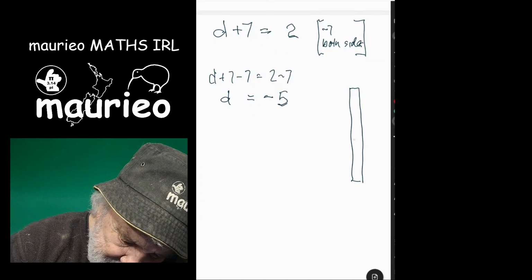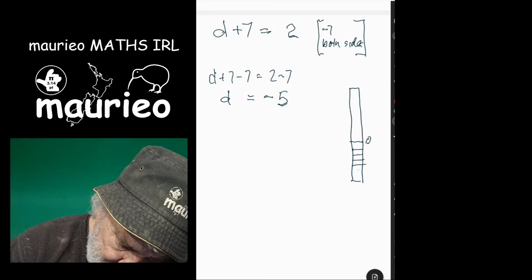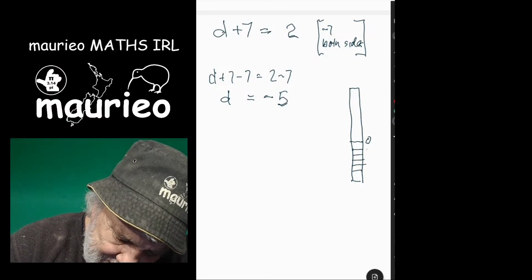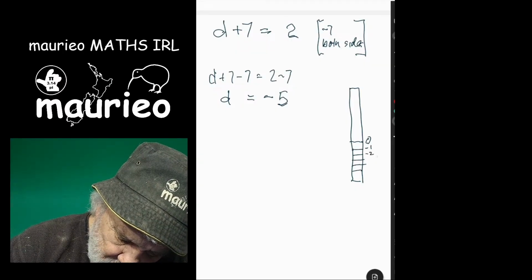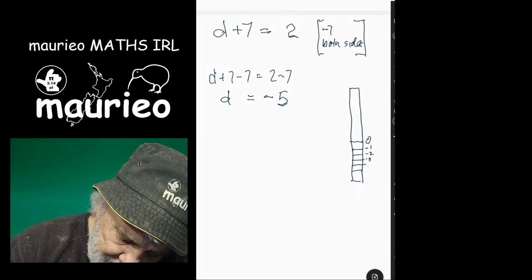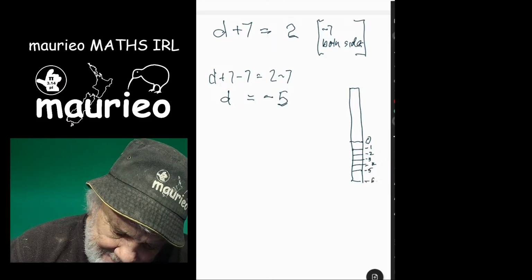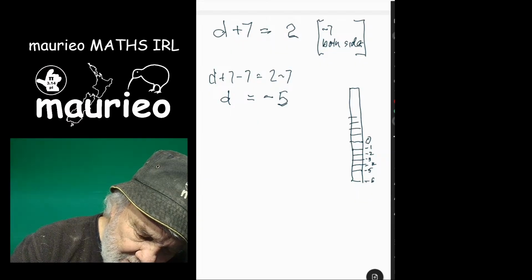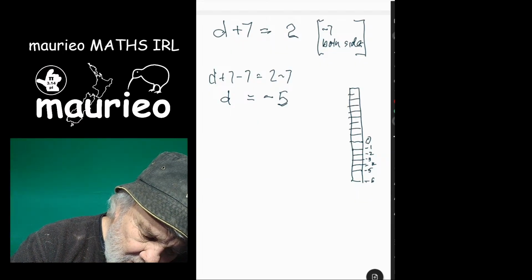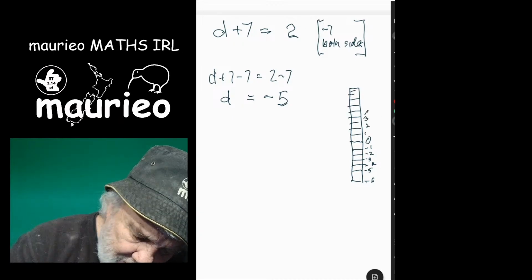And here's the ground floor, 0. And 1, 2, 3, 4, 5. It might have some basement car parking. Okay, and then it might have some stories in the building, 1, 2, 3, 4.